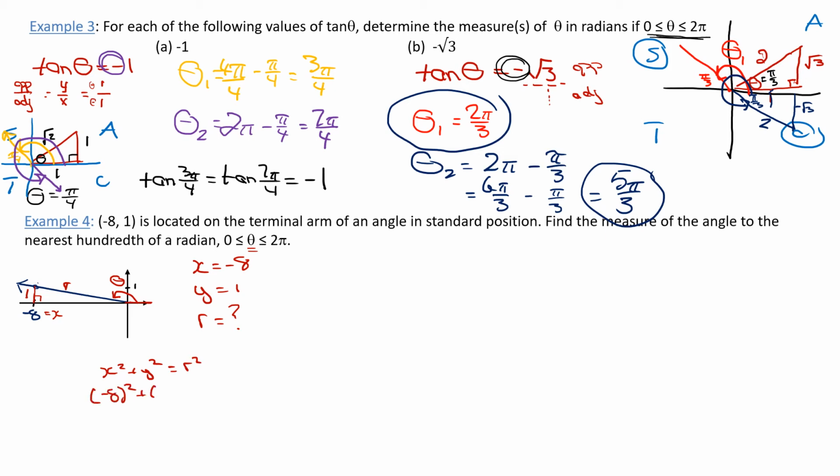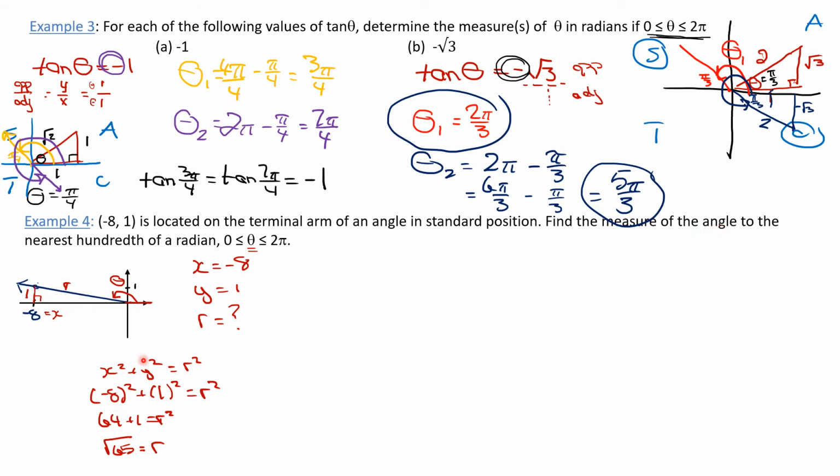Now this question isn't asking us for r, but you will have some in your homework that will, so I'm going to go over it anyway. 64 and 1 is r squared. So we get the square root of 65 is r, and that's an exact value. So I'm not going to get out my calculator. I'm just going to leave it as the square root of 65. That's my radius. Again, that's not needed for the question. The question just wants us to find the measure of the angle.